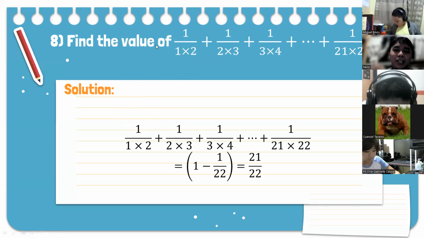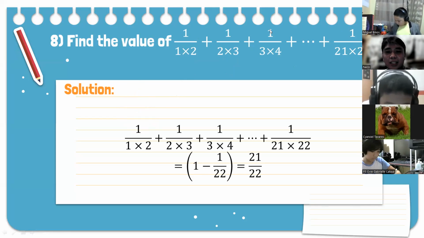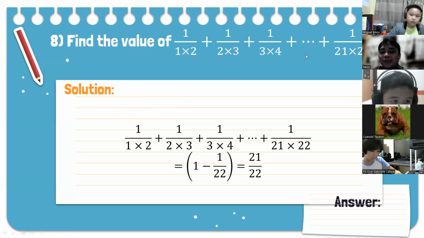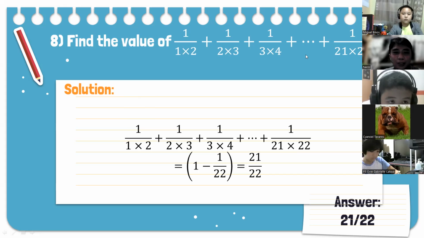And maybe they can go implicit, right? We had examples like that. So they can do 1/2 instead, 1/2 plus 1/6 plus 1/12 and so on. That would be harder to spot, but still you can work around it. 21/22.